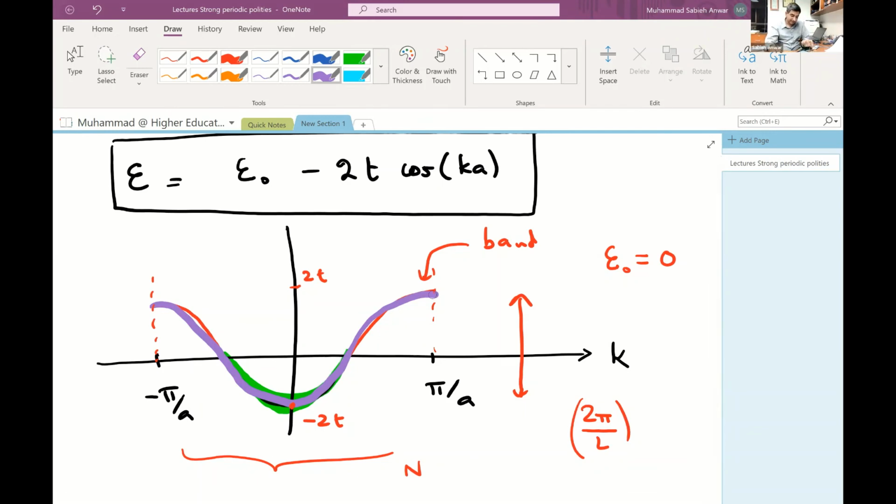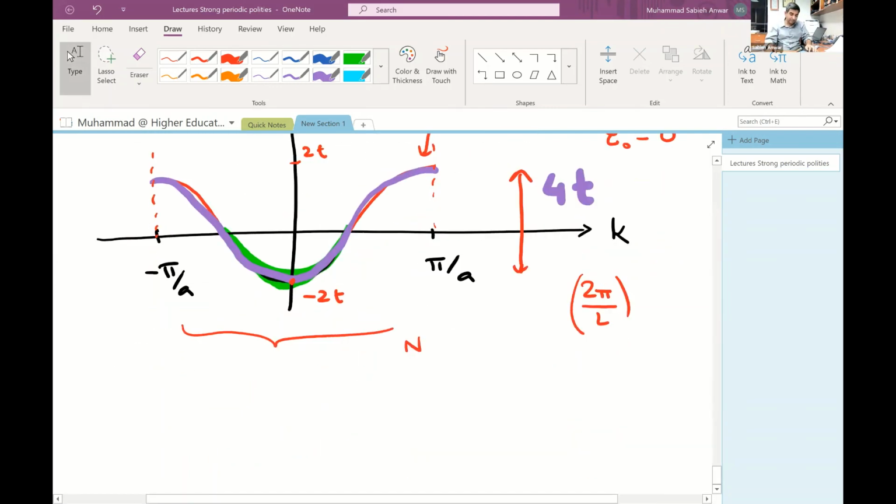By the way, the bandwidth is 4t. This is the width of the band. If the parameter t is large, which means that the atoms are closer together, then this bandwidth is going to increase. Okay. And how do we get multiple bands, by the way? We can get multiple bands if we start off with, for example, 2 orbitals on each atom. Okay, if we have 2 orbitals on each atom, we could get multiple bands.